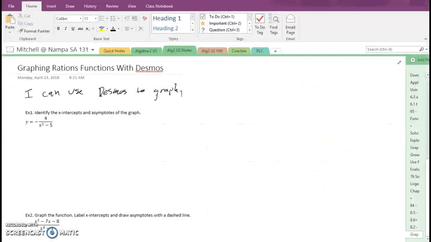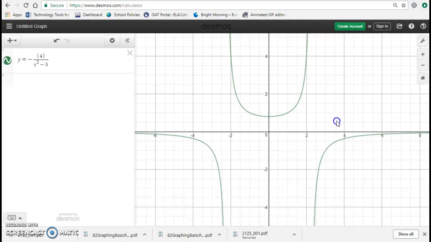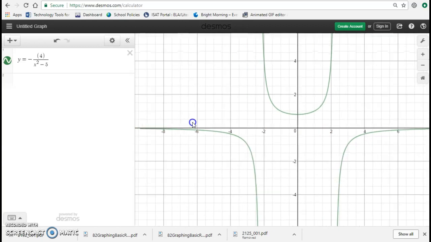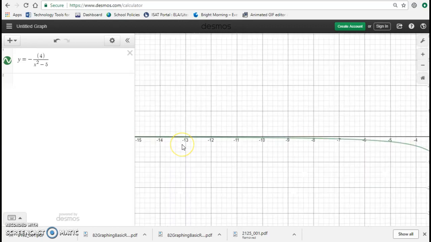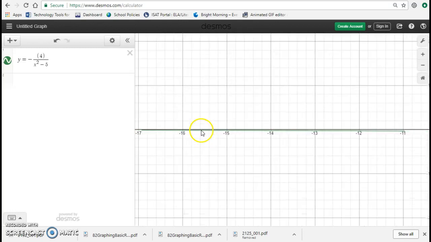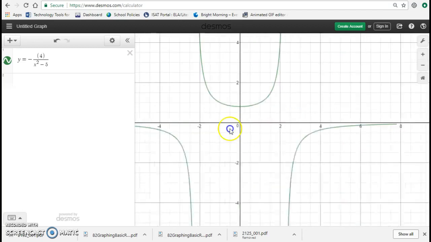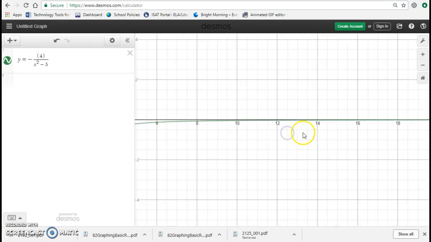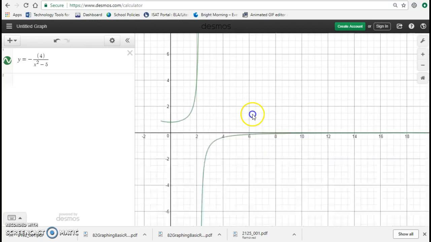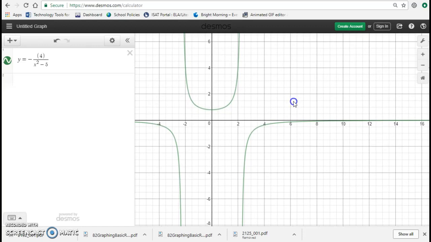And then our instructions state identify the x-intercepts and asymptotes of the graph. So we don't actually have to draw this one, we just need to identify the x-intercepts. So let's look at this. Let's see, is there any x-intercepts? Do you know this is an asymptote? I don't think it's ever going to hit. Let's look at the other side. It's not going to hit either. It doesn't hit the x-axis anywhere. So there's no x-intercepts.